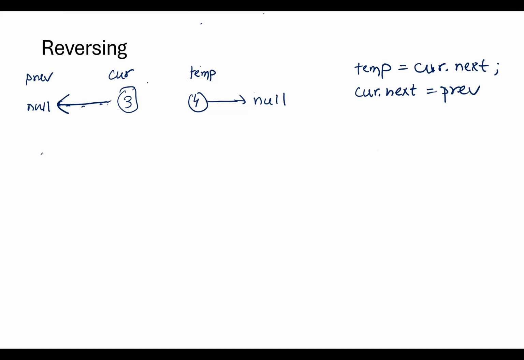Now current.next is set to previous. You see already one portion is done. This portion is still left. So next I want to break this and make a new next to this. This is going to be the new previous, and this is going to be the new current. So let's do this: previous is set to current, and current is set to temp.